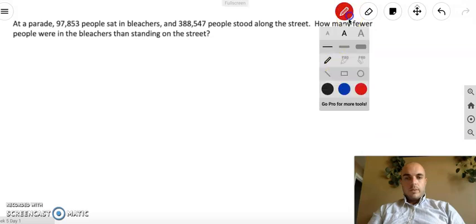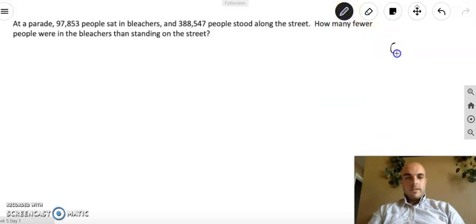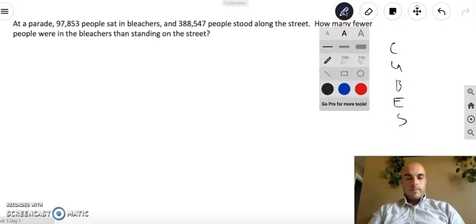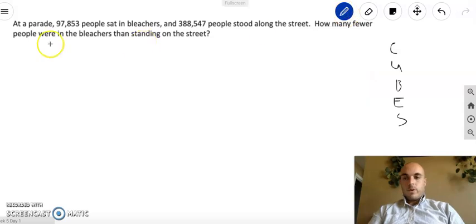Okay, so for this one, get my black marker ready for my CUBES method here on the side, just so I know I have it and it's ready. Awesome. Okay. At a parade, 97,853 people sat in bleachers, and 388,547 people stood along the street. How many fewer people were in the bleachers than standing on the street?